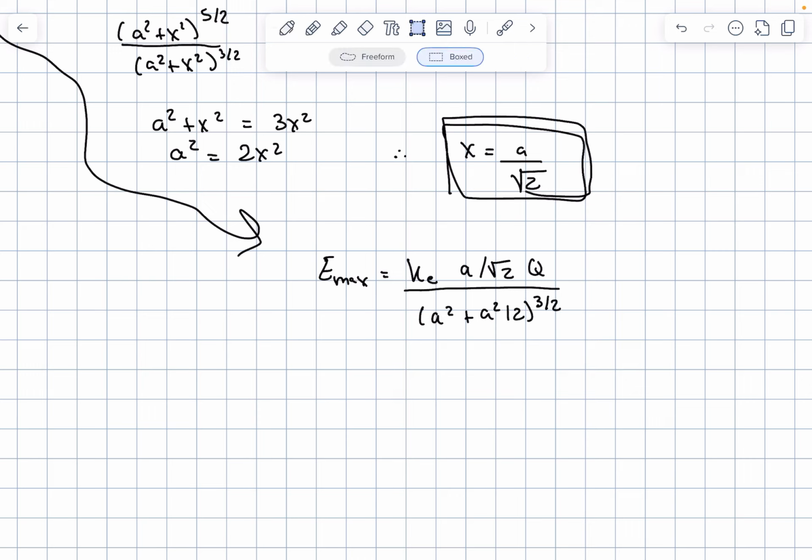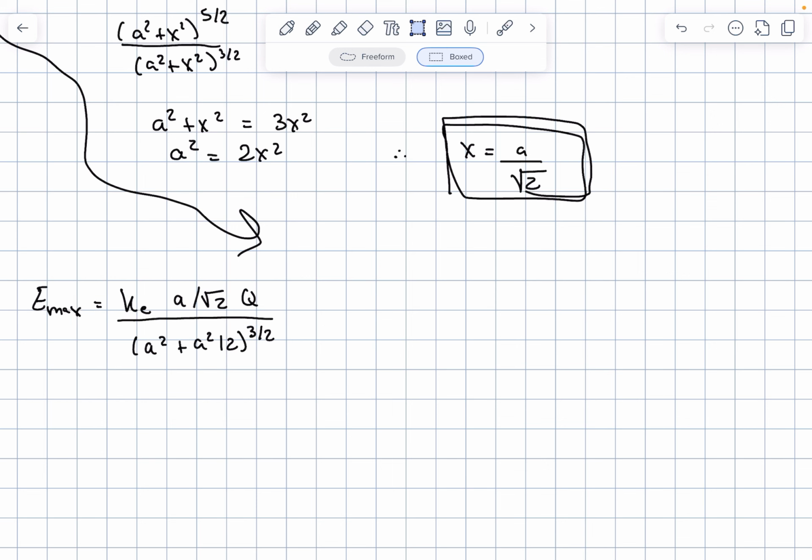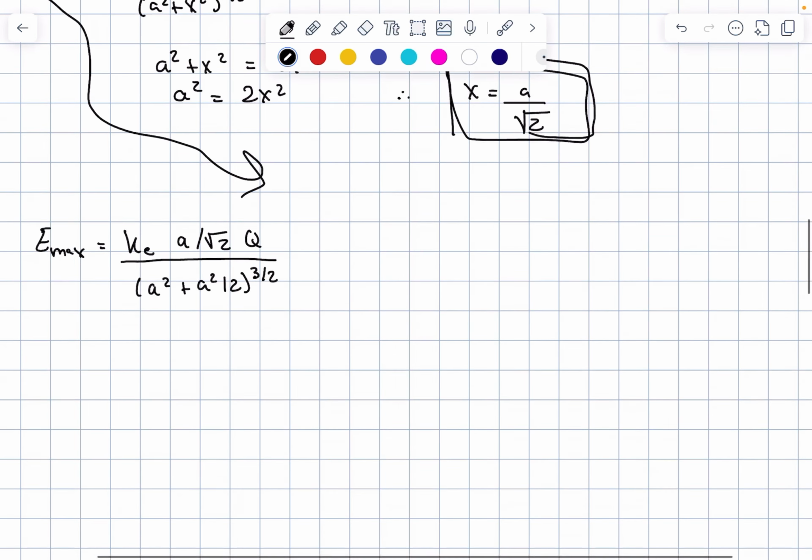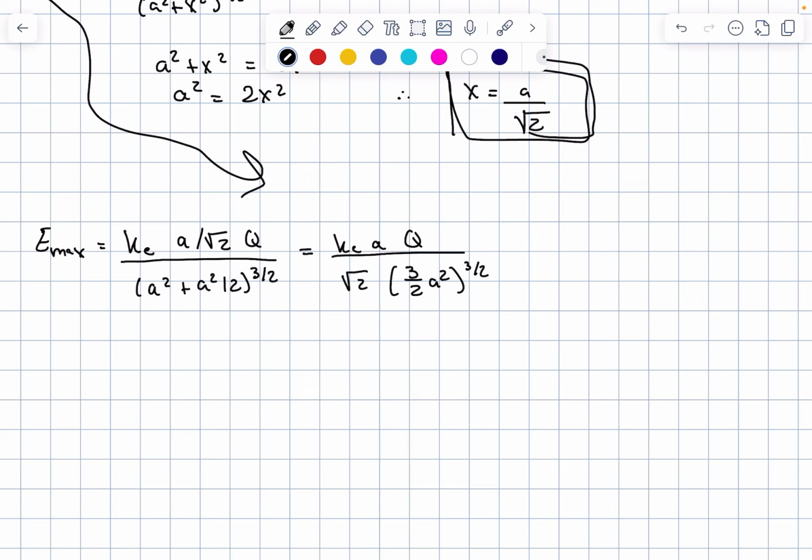From here, there's literally no physics involved. We're just moving things around and doing math. There hasn't actually been physics in a little while, but we are going to keep going. So k_e a Q divided by square root of 2. Then we have 3/2 a squared to the 3/2. And then here we can cancel out some of these a's because here we have a squared to the power of 3/2, that becomes a to the 3. So this becomes k_e Q over square root of 2, a squared, 3/2 to the 3/2.